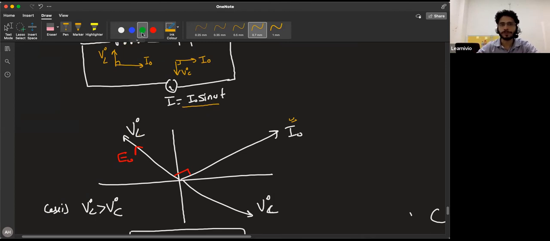So we have two options. Either we can subtract V naught L from V naught C, or you can subtract V naught C minus V naught L. That depends on which one is greater. So in the first case, I am taking V naught L greater than V naught C. So if V naught L is greater than V naught C, then what will be the net EMF?